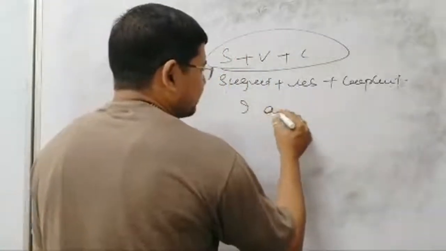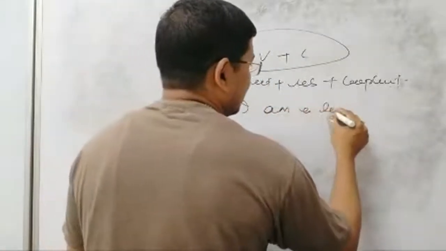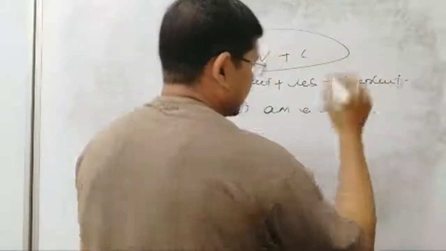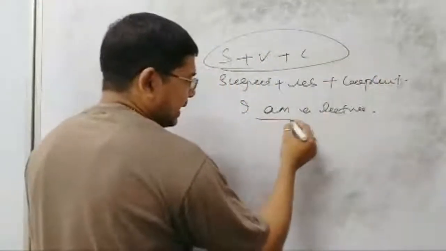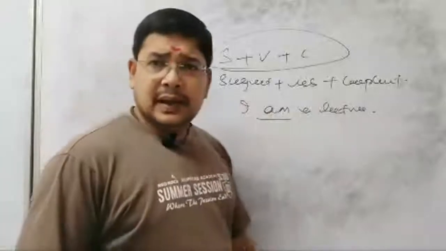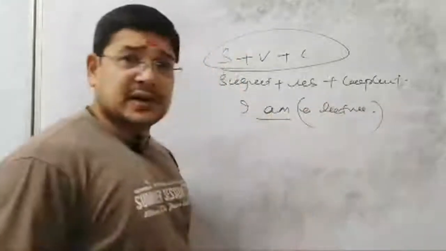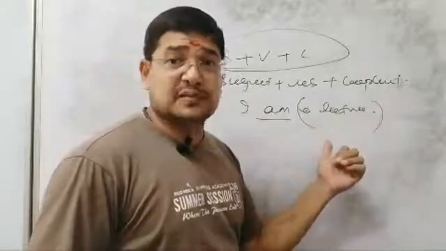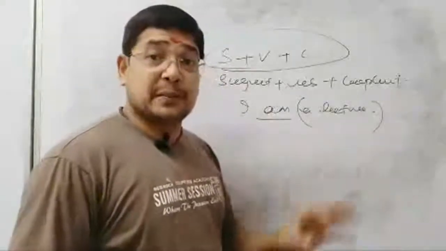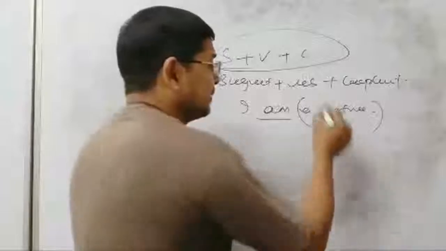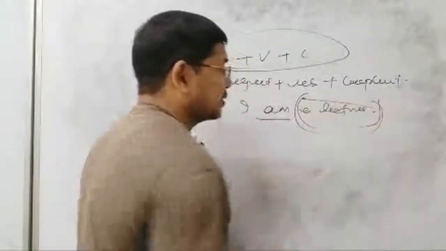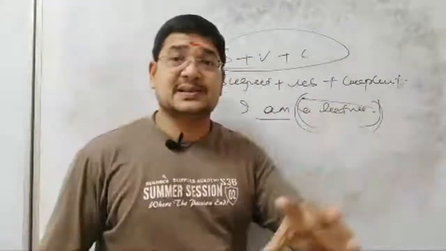I am a lecturer. Look what happens: am is your main verb. Yes or no? And normally students consider 'a lecturer' as an object. This is not an object; this is your complement. Why is it a complement? The reason is that without this word the sentence is not complete.